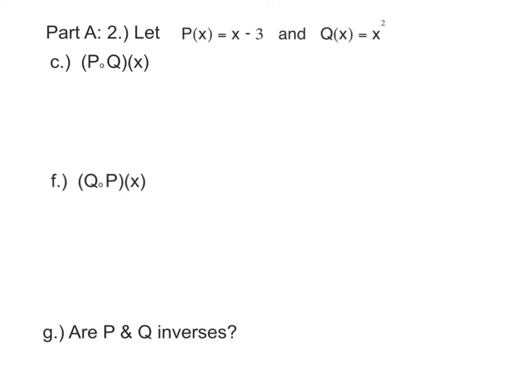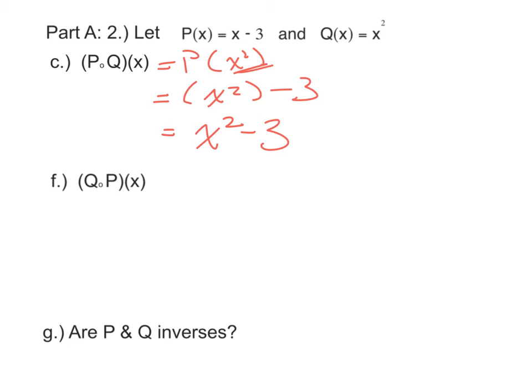Then I'll have you take the composition of both functions in both directions. So first of all, p of q of x means p of q of x, which is x squared. So I'm going to take that x squared and plug it into p of x, which said x minus 3. So instead of x minus 3, I'm going to use this x squared minus 3. And that will be the expression, x squared minus 3.